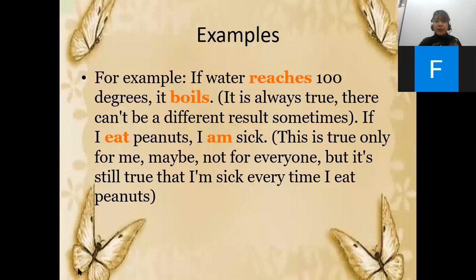Next. Okay. There are a few more examples, like if water reaches 100 degrees, it boils. It is a scientific truth as well. There can't be a different result sometimes. This is a phenomenon that cannot be changed. So this is a general truth, a fact which cannot be changed.